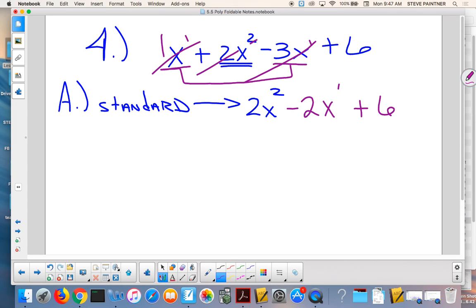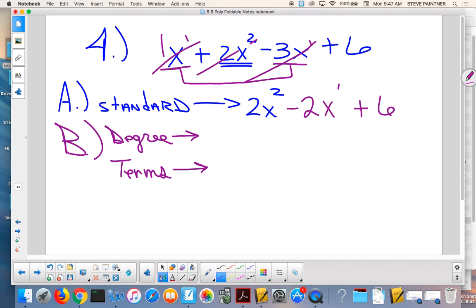Part B. All right, let's name it. Name the polynomial by degree, then name it by terms. Okay, you ready, guys? By degree. What's the highest power of x? X squared. Yes. There's a name that goes with x squared. What's it called? Go to your second page. Go to your table. It's called what? Quadratic.